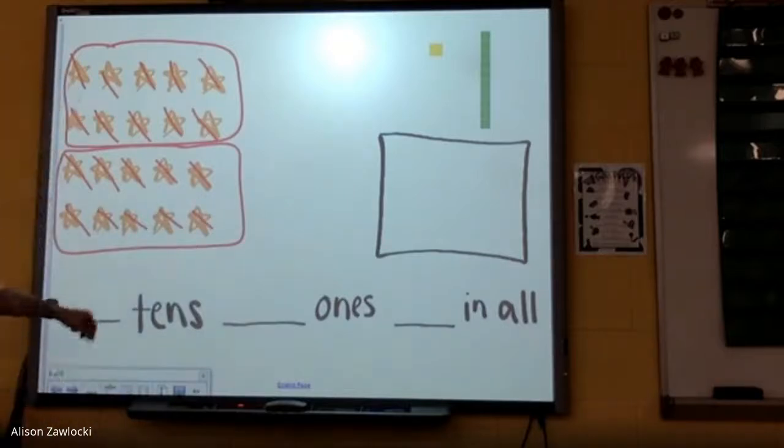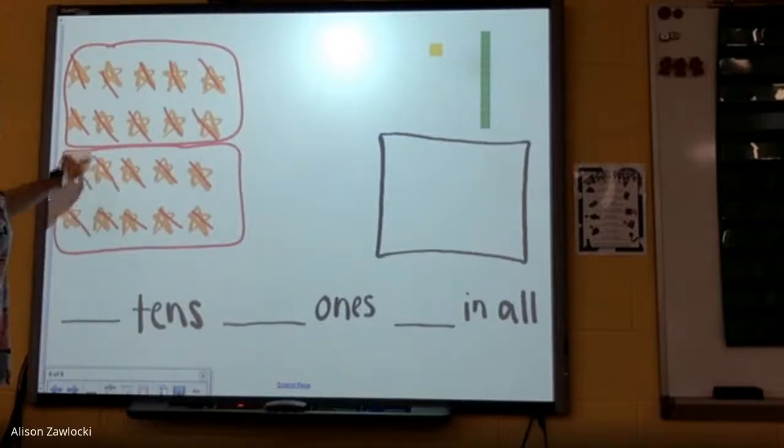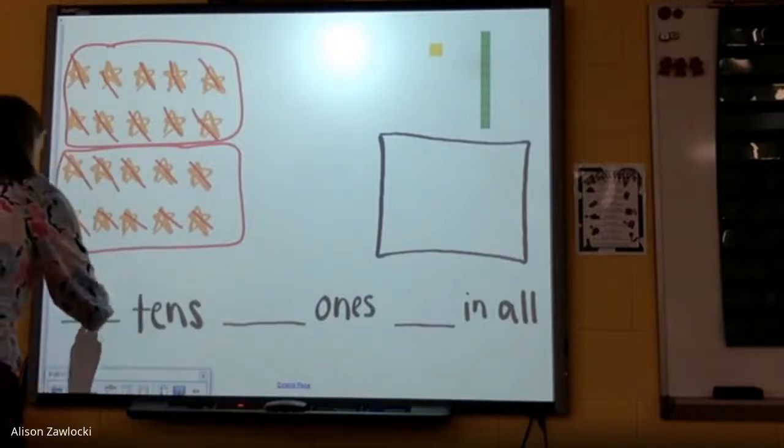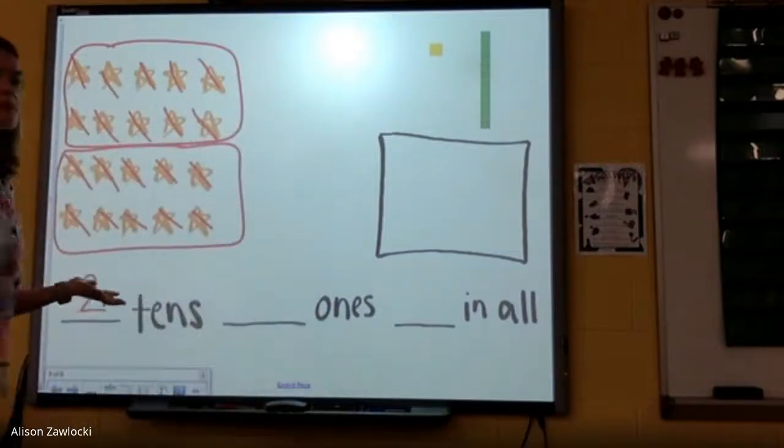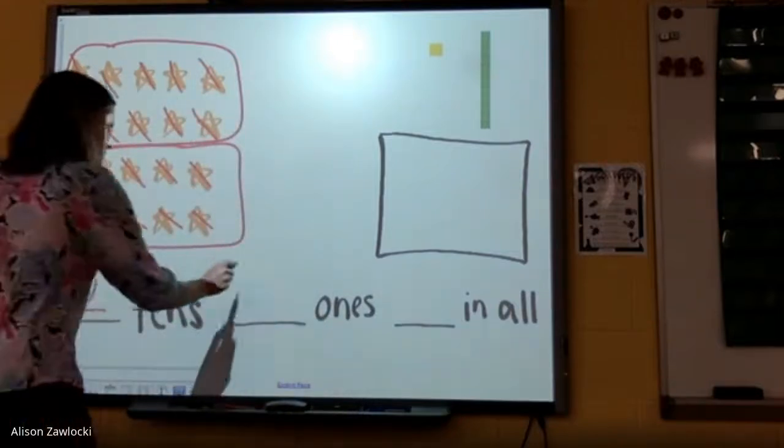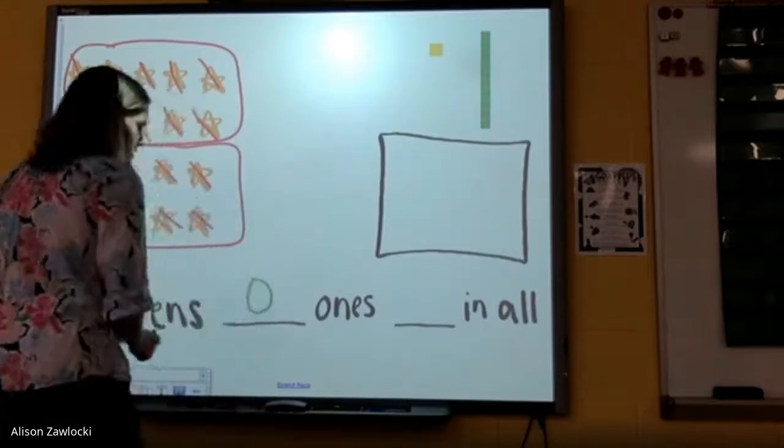So let's go ahead and write. How many circles do we have? How many groups of 10 do we have, boys and girls? 1, 2. We have 2 groups of 10. How many leftovers do we have that are not in a circle? That's right, 0. Oh, interesting.